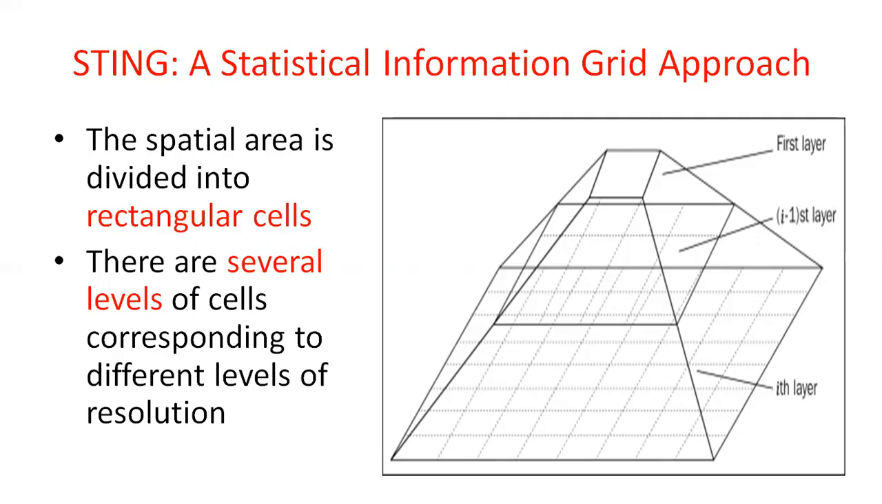How is the space divided? The space is divided in a hierarchical and recursive way, using several levels. The several levels of such rectangular cells correspond to different resolutions and form the hierarchical structure. There are different levels: the first level, second level, and so on, up to the (i minus 1)th level and then the ith level.